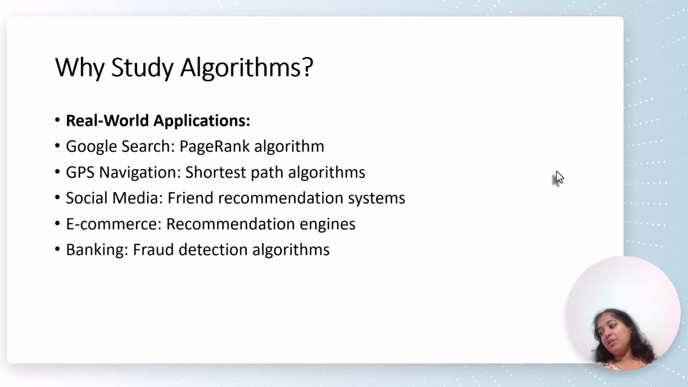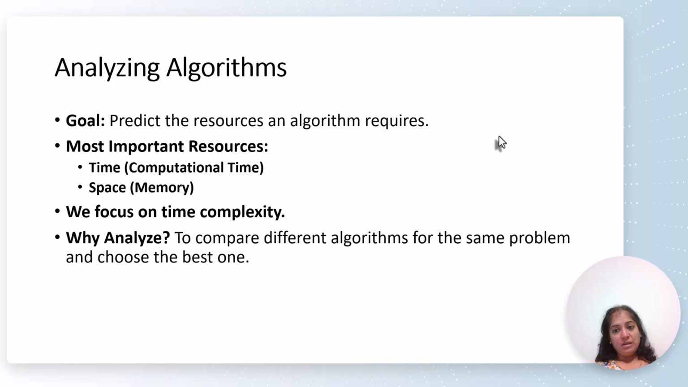GPS navigation, whenever you need to go from one place to another place, we use the GPS and it shows you the shortest path, right? So there we are using shortest path algorithms. Social media, we see the friend recommendation systems. Our Facebook shows us friend recommendations. E-commerce, like if you buy a product, it shows you recommended products, what other products you can buy. In banks, there are fraud detection algorithms. So everywhere, at every place in our real life, we use algorithms. So that is why it is important to study algorithms, right?